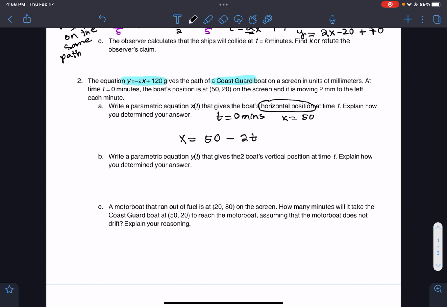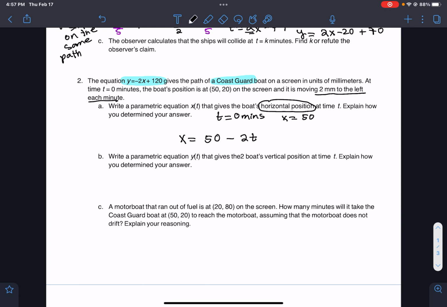I'm going to subtract 2 every minute because that's what it says, right? 2 millimeters to the left each minute. So I know that's why x has to equal 50 minus 2t. And I hope that makes sense.